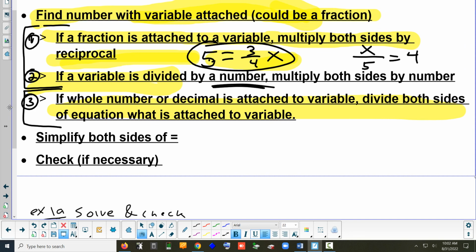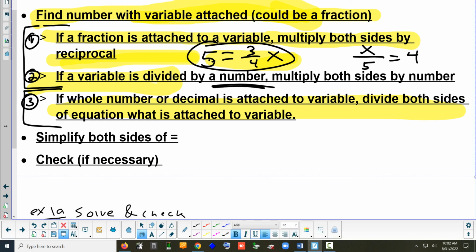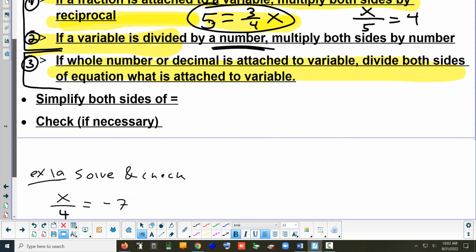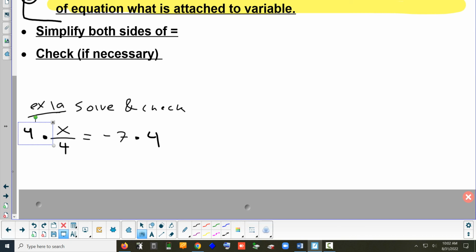So we have a variable divided by 4. So we're going to multiply both sides by 4. So times 4, times 4. Now, look at what you have right here. You have 4 times something divided by 4. Those cancel out.